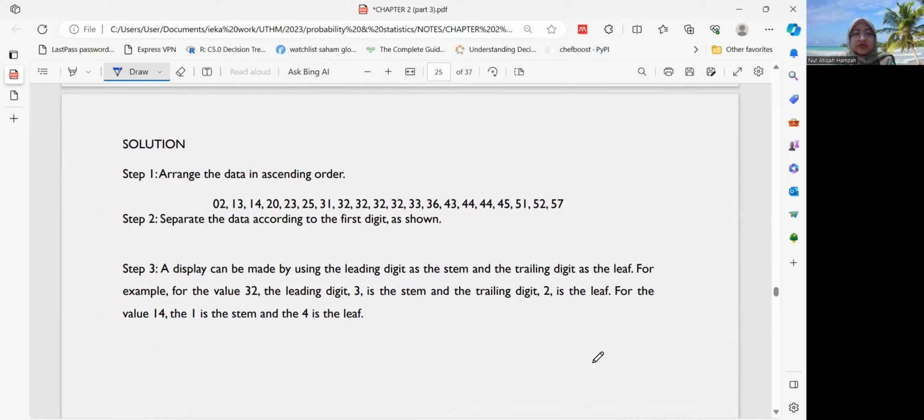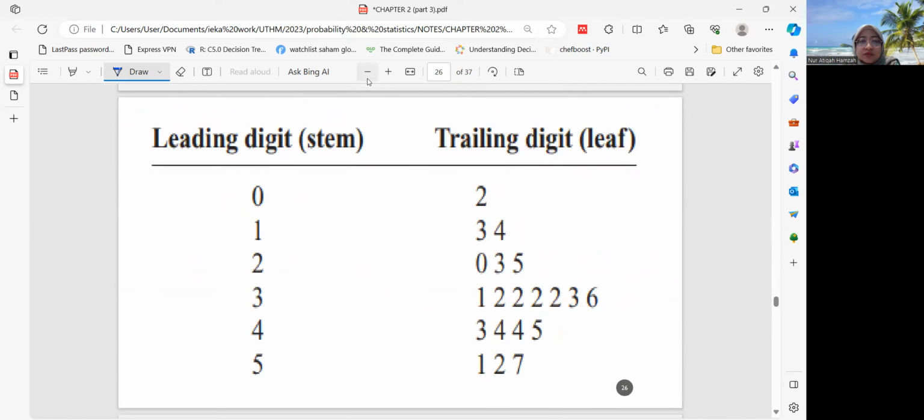So we can see that, okay, the first one, okay, 0, 2. And then we have 1, 3, 1, 4. Then we have 2, 0, 2, 3, 2, 5. We have 3, 1, 3, 2, 3, 2, 3, 2. Banyak pula 3, 2 3, 3, 3, 6. Then we have 43, 44, 45. And then 5, 1, 5, 2, and 5, 7. Okay, this is how we separate. And then a display can be made using the leading digit as the stem and the trailing digit as the leaf. Okay, this is how it looks like. So this is your stem and leaf plot.